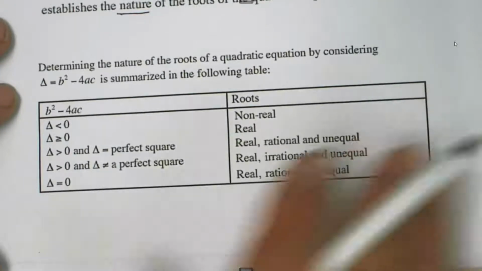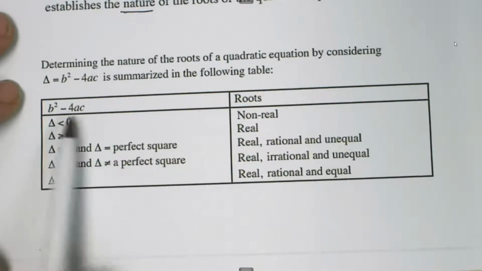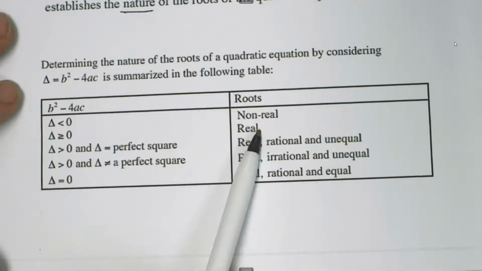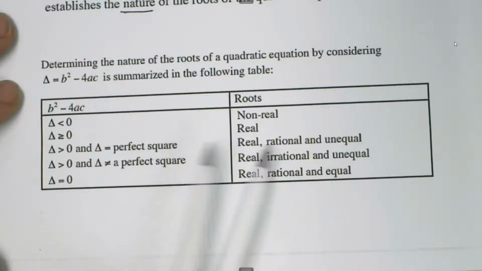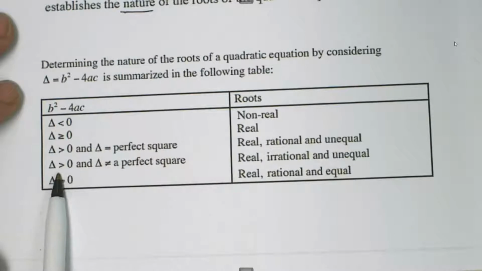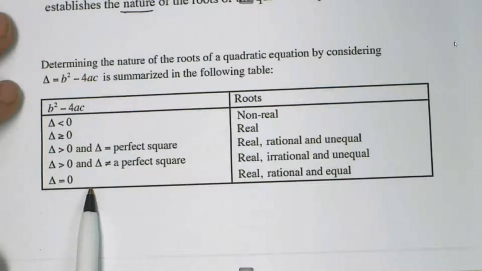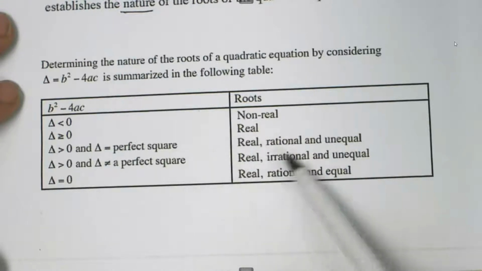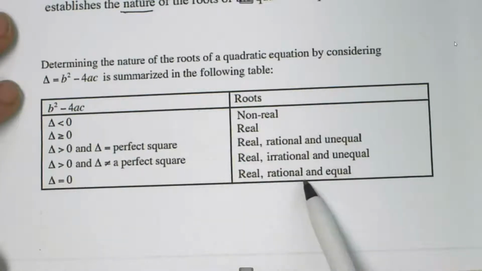If delta, which is equal to b squared minus 4ac, is less than 0, is negative, the roots are non-real. If delta is greater or equal to 0, the roots are real. If delta is greater than 0 and a perfect square, like the square root of 25, then it's real, rational, and unequal. If delta is greater than 0 but not a perfect square, it's real, irrational, unequal. But if delta is equal to 0, it gives you equal roots, real, rational, and equal.